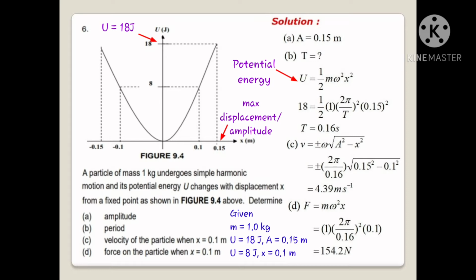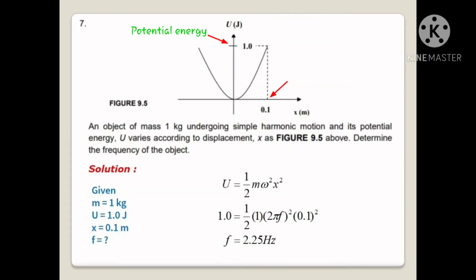For question 6b, we can calculate period using the potential energy equation, and for 6c, the solution is as shown. From graph U against x in question number 7, when the potential energy is equal to 1 joule, the displacement x is equal to 0.1 meter. So, to determine the frequency of the object, we can use equation of potential energy in terms of displacement.